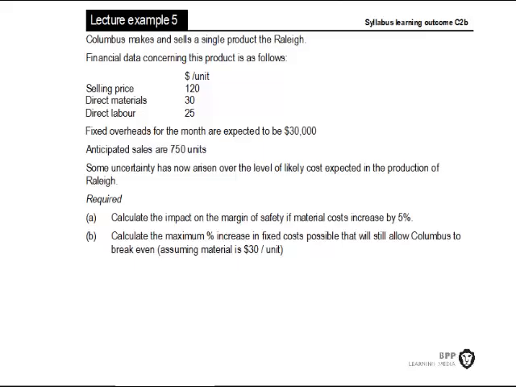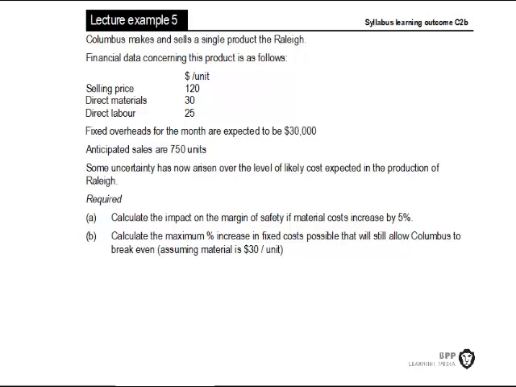So lecture example 5 applies some sensitivity analysis to break-even. Let's look at the scenario. Columbus makes and sells a single product, the Rally. Financial data concerning this product is as follows. We've got the selling price, the materials and the labour costs, and fixed overheads for the month are expected to be $30,000. Anticipated sales are 750 units. Some uncertainty has now arisen over the level of likely cost expected in the production of the Rally.